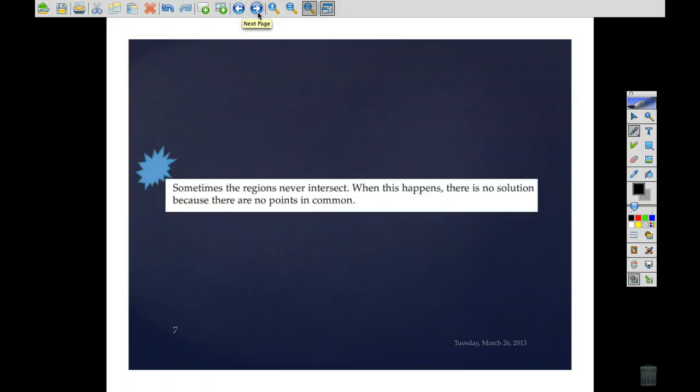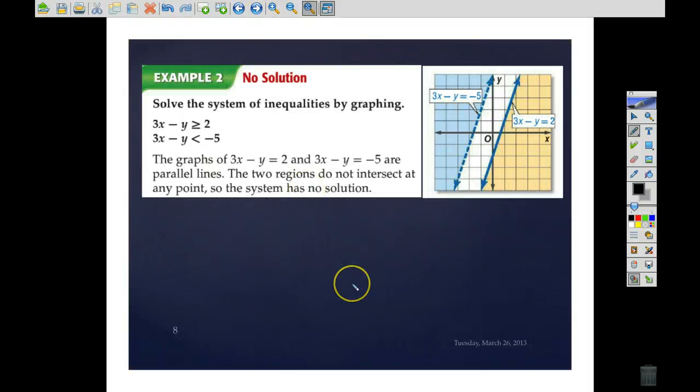All right. Sometimes the regions never intersect. When this happens, there's no solution because there's no point in common. So if you have 2 graphs and they don't meet at all, then there's just no solution. Such as this. When you have 2 systems of inequalities and you graph that and they don't meet at all, there's no intersecting colors, then the answer is they have no solution.